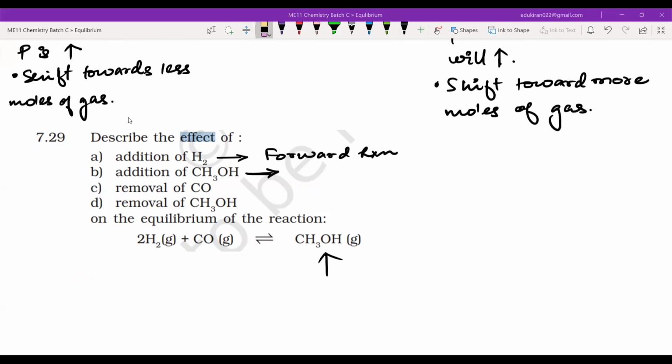Okay. See, if you're increasing something in the reactant, then it will go towards product. If you're increasing something in the product, it will go towards reactant. So you're increasing something in the product, then what will happen? It will go towards reactant. That is by backward reaction.